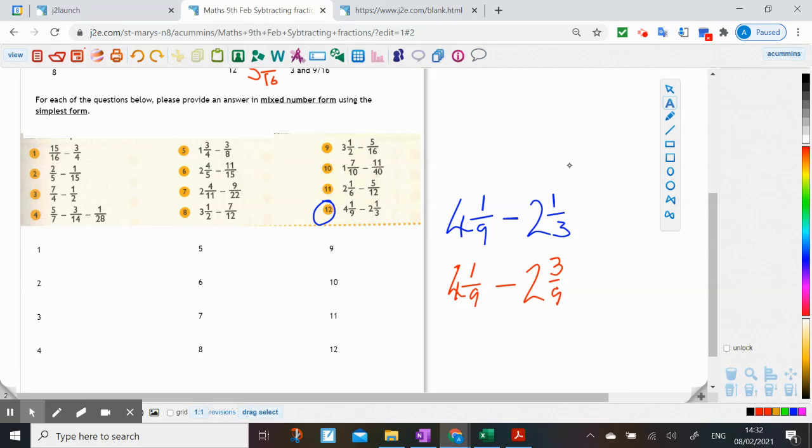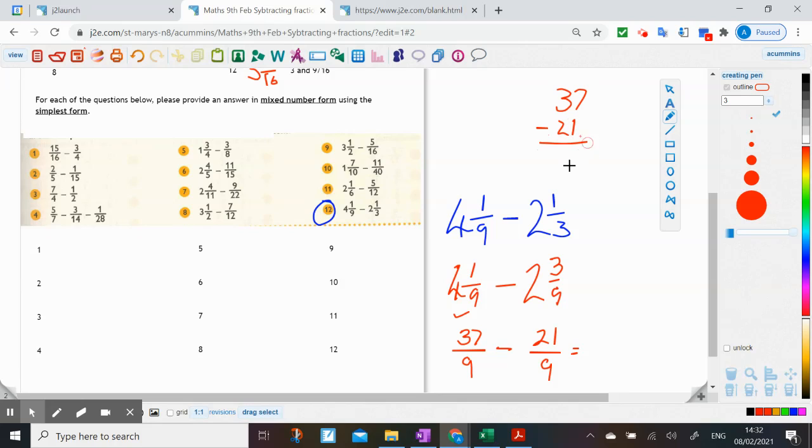So 4 times 9 is 36. So 4 nines are 36. Add the 1 is 37 ninths. Subtract 2 times 9 is 18. Plus the 3 is 21 ninths. Again, if you're not sure, if you can do that in your head, fantastic. If not, you can always get your column subtraction going.